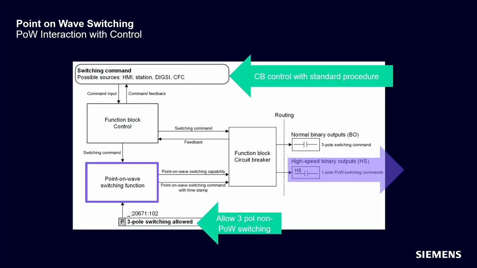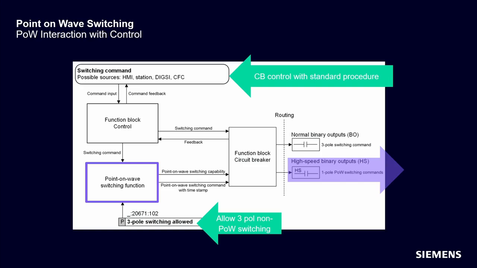So here you can see how point-on-wave interacts with control. Generally, there are three different ways of starting. Point-on-wave can be started from HMI, remote station, DIGSI, or using some internal CFC logic. Once it is started, then it goes through the function block control. Control will then start the point-on-wave function internally. There is one parameter I would like to mention here.